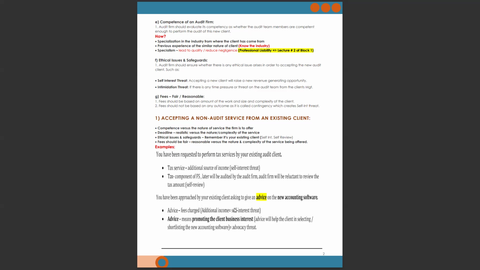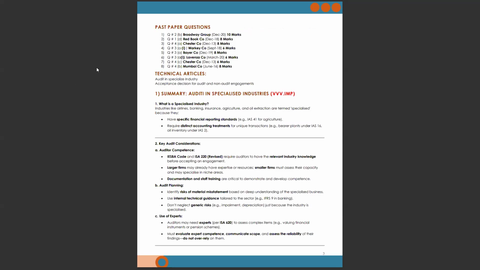Now move to the past paper questions. Are you ready? Look, there are 8 to 10 past paper questions on this topic. Now you can check the significance of this topic. This is a very important topic in almost all your exam papers. You will find questions on accepting a new audit client or accepting a non-audit service from an existing client.